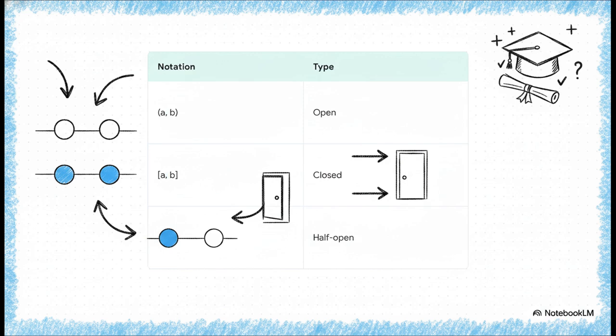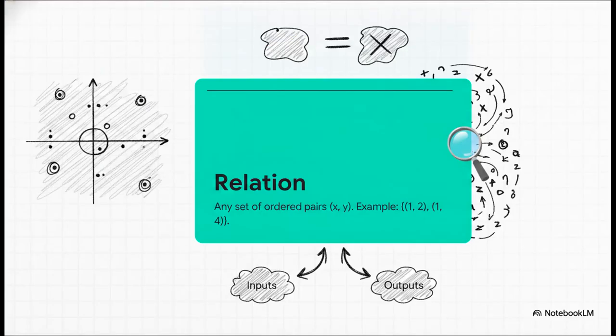If it helps, picture solid dots for closed brackets and empty circles for open parentheses. Seriously, nailing this notation early on is such an easy way to save points on the exam. Next up, we really need to strictly define what a relation is. Honestly, a relation is simply any set of ordered pairs, an x and a y.